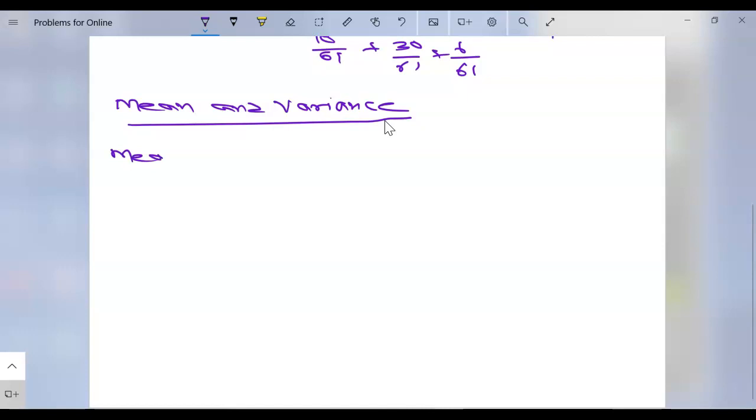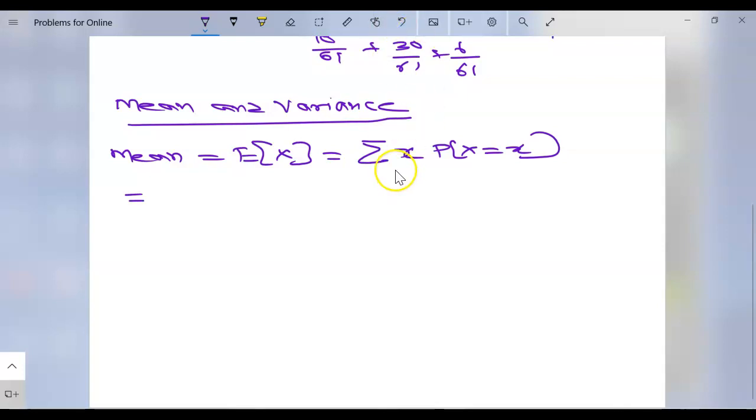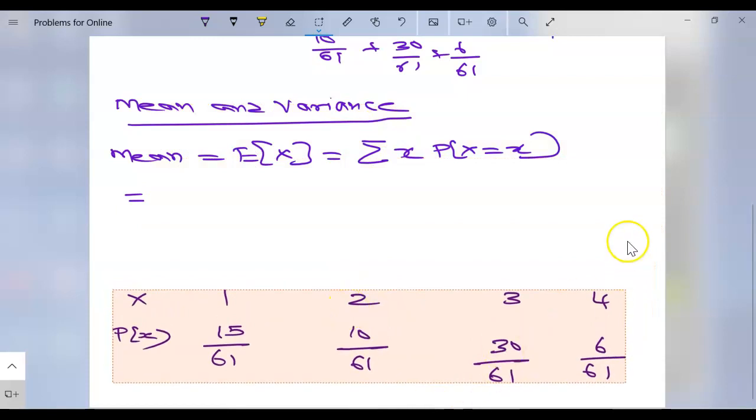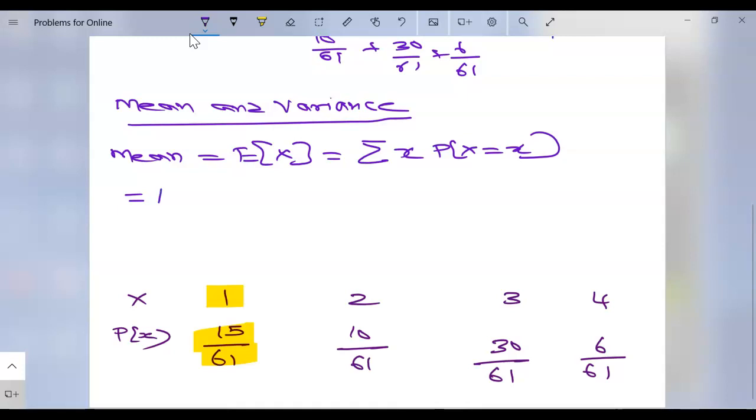First of all, let us say mean. Mean is equal to expectation of x. If it is discrete, the expectation of x is the summation of x times probability of X equal to x. Again, I require only the probability mass function. The x value is 1, multiplied with the corresponding probability. See the yellow highlighter: 1 multiplied by 15 by 61.